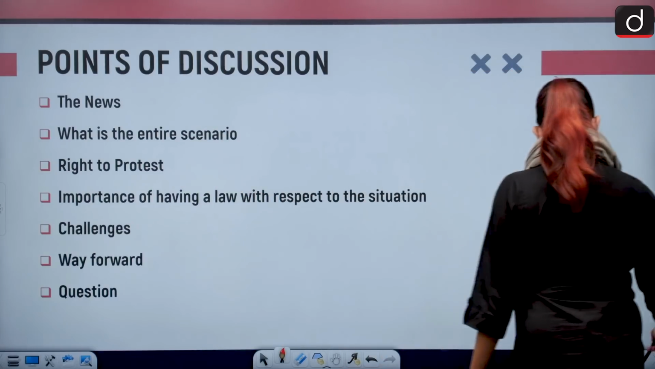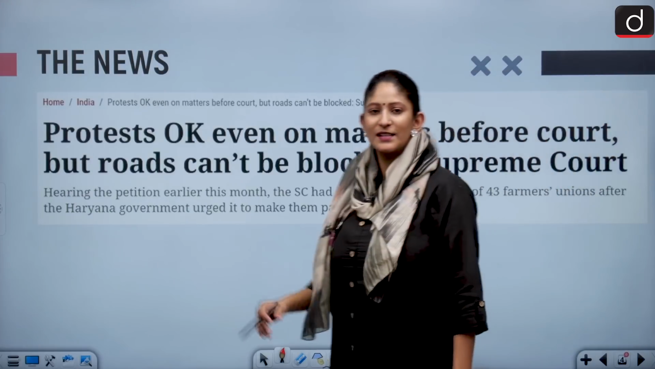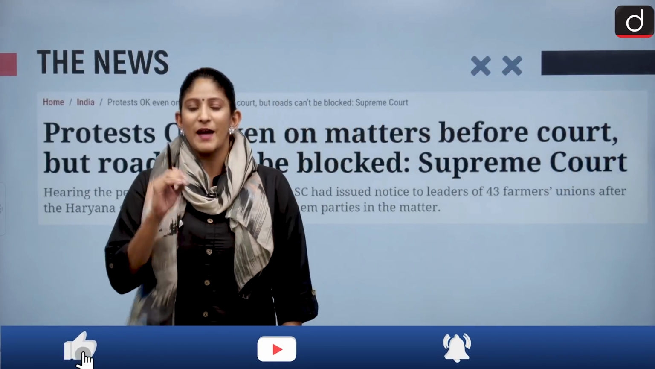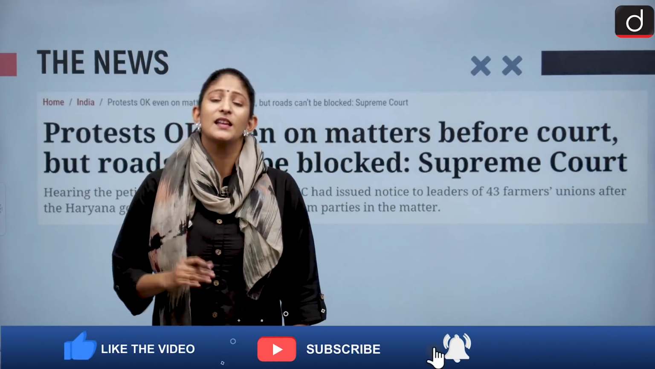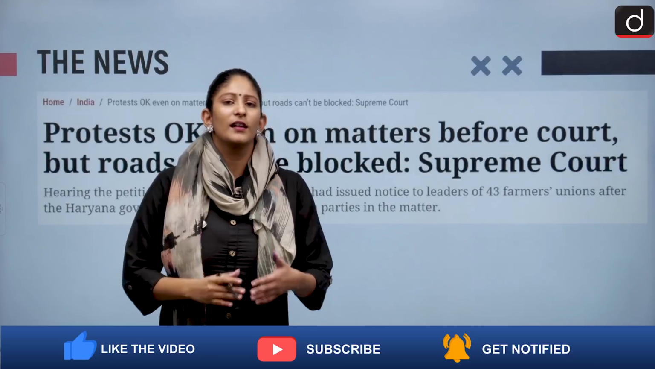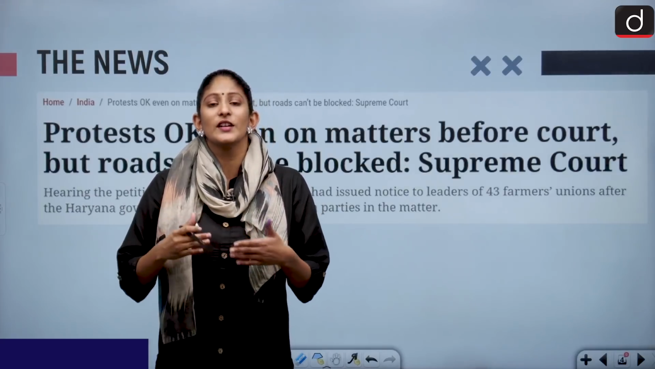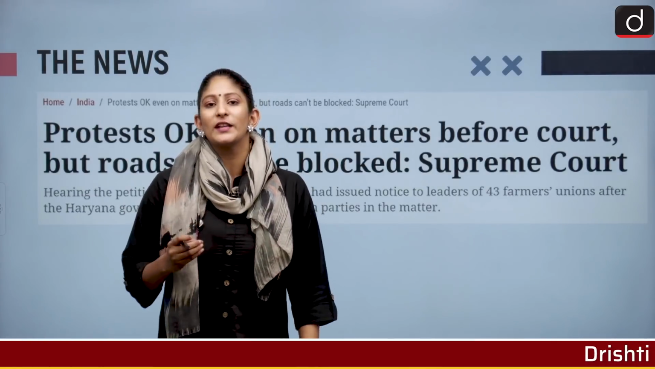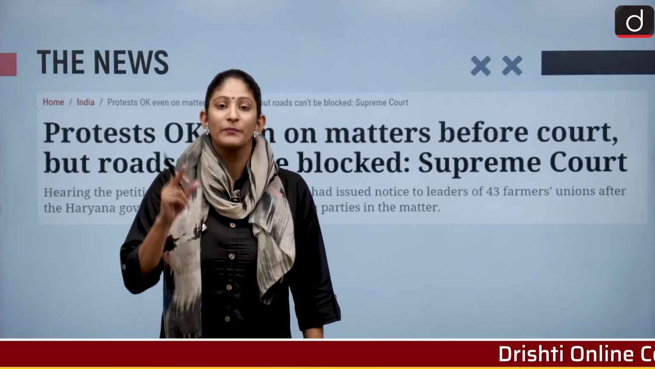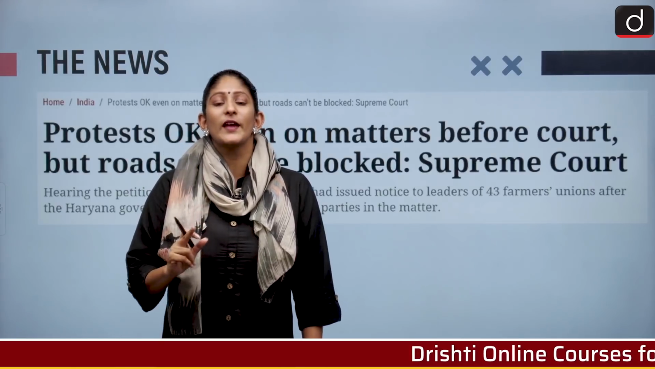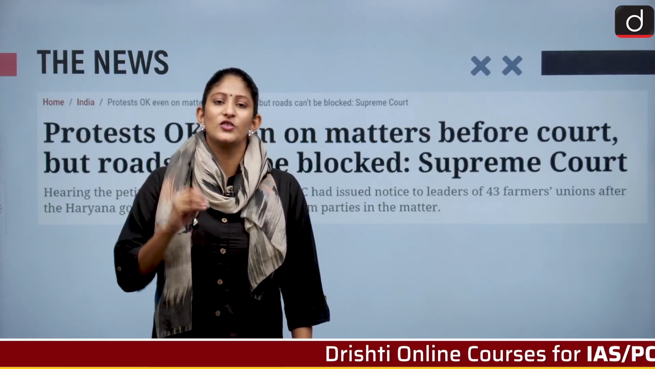And the news is that the Supreme Court is saying that it is okay to protest when the matter is sub judice. That means it is okay for an aggrieved party or an aggrieved group of persons to show their expression through protest, but it should not cause any kind of inconvenience to the general populace.